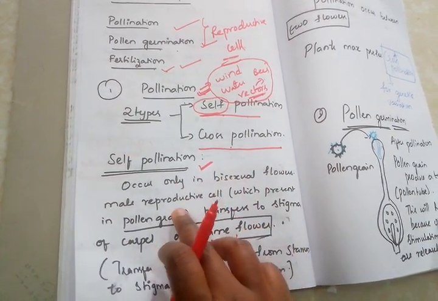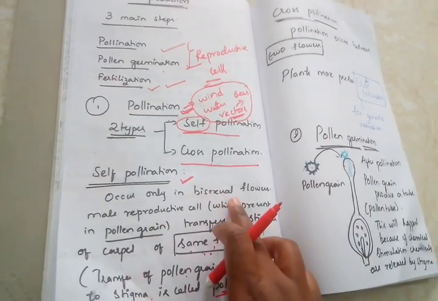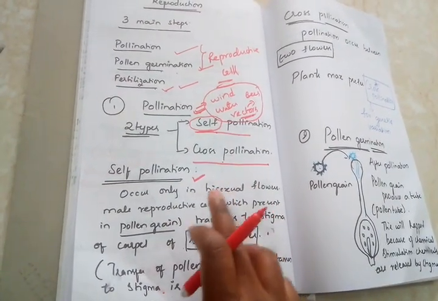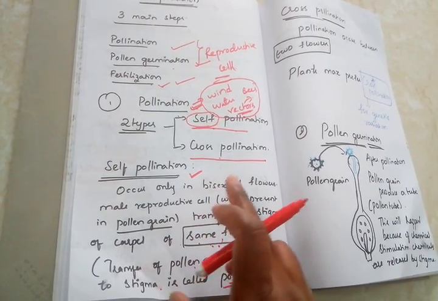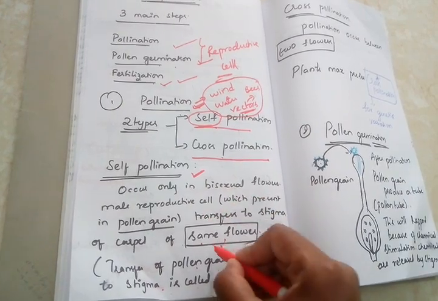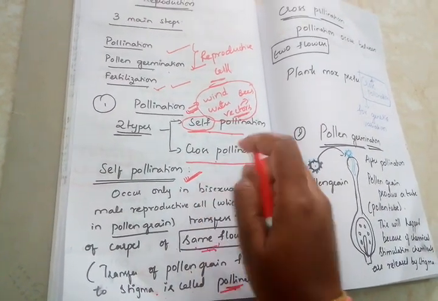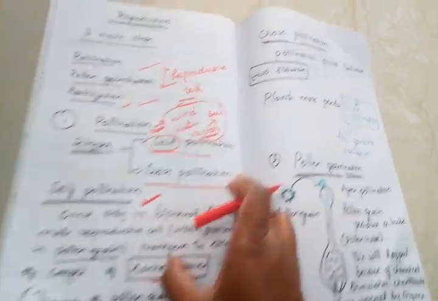So it occurs in bisexual flowers. Why? Because we already discussed the types of flowers in the previous session, no? In bisexual flowers, there are stamen and stigma. If the transfer occurs between the stamen and stigma belonging to the same flower, then that is called self-pollination. The second one is cross-pollination.